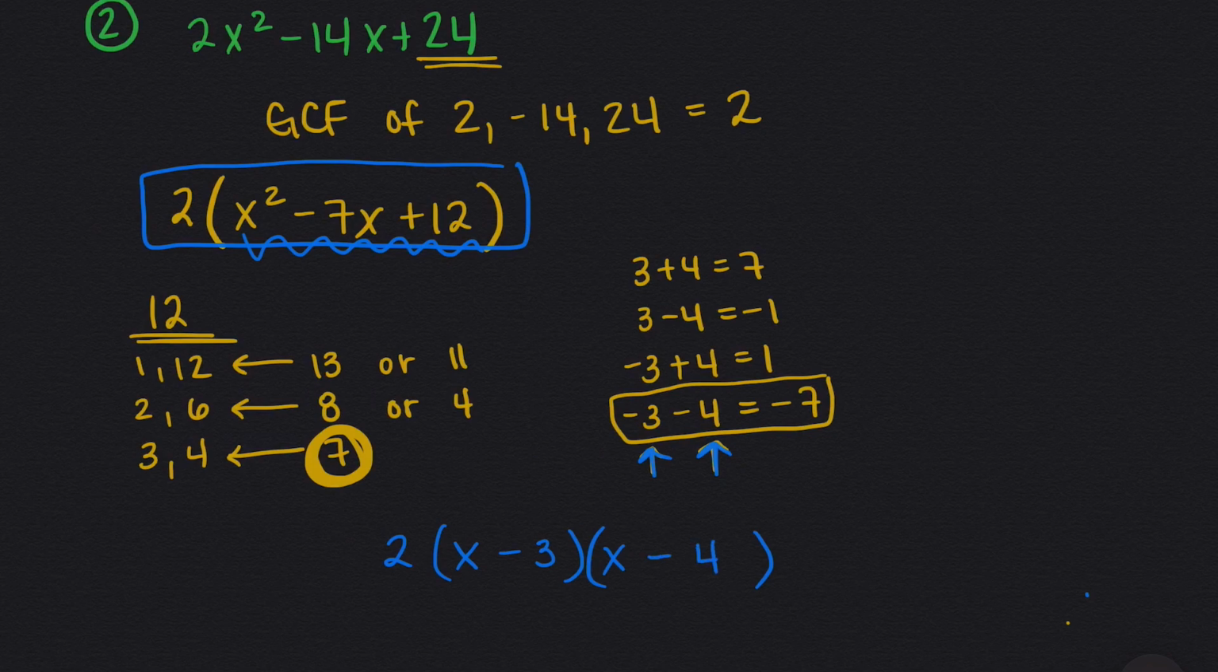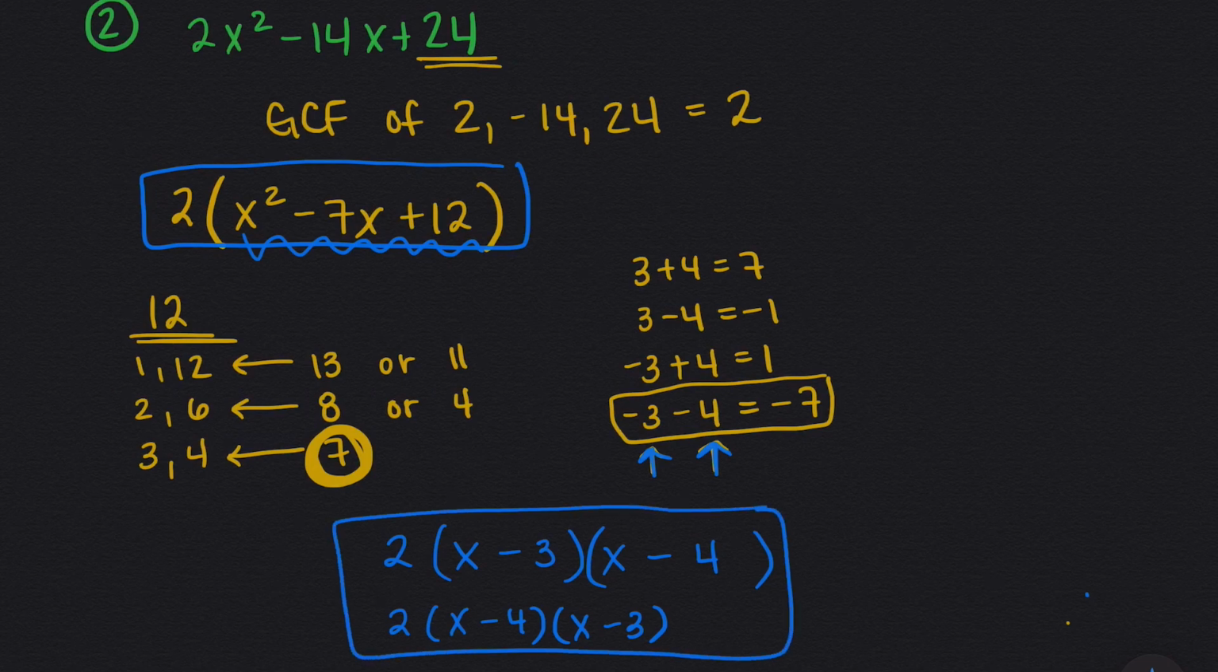I would like you guys to notice that another way of writing your answer would be like this: 2 times x minus 4 times x minus 3. Both of these answers are equivalent, so either one is fine. And you should be able to recognize either one of them in a multiple choice question.